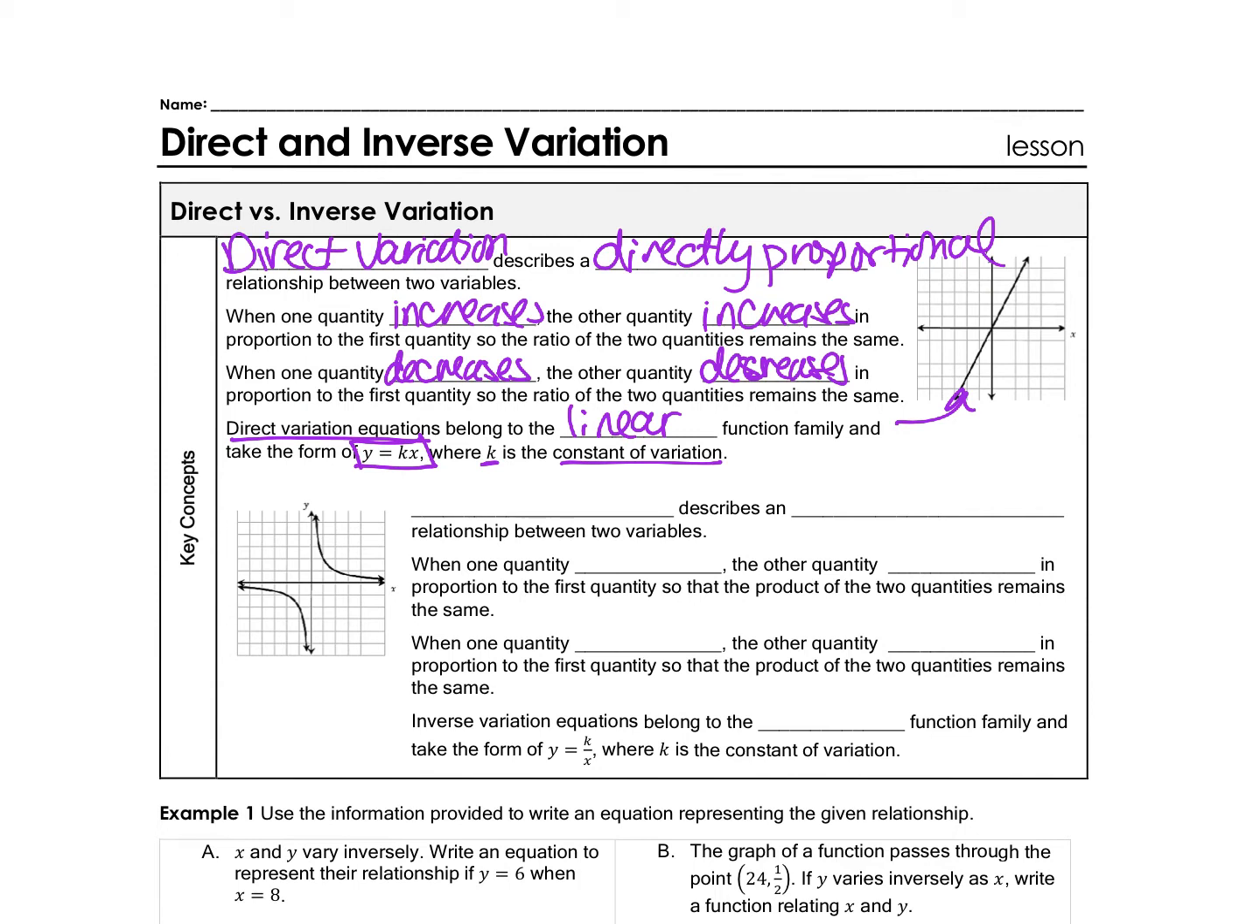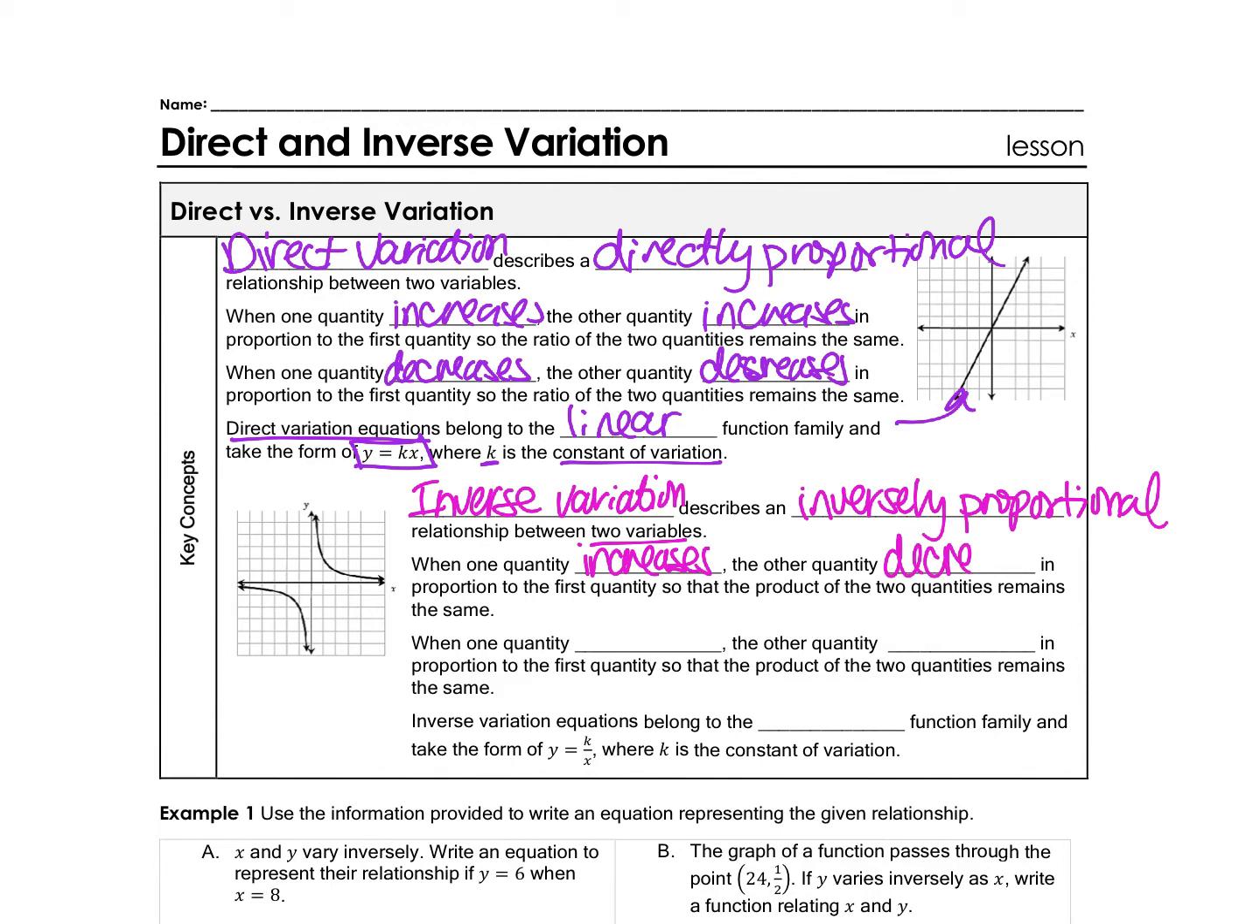Now we're going to also talk about inverse variations. Inverse variations describes an inversely proportional relationship between two variables. So what that means is if one quantity is increasing, then the other quantity decreases. And then vice versa. If one of them is decreasing, the other one increases.